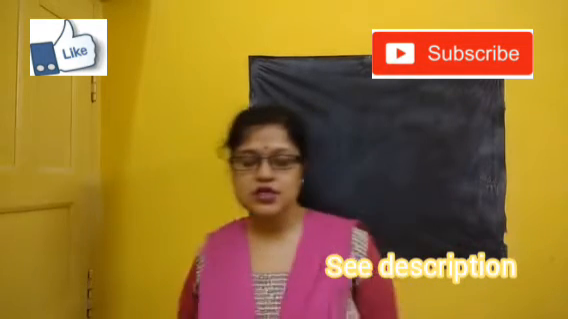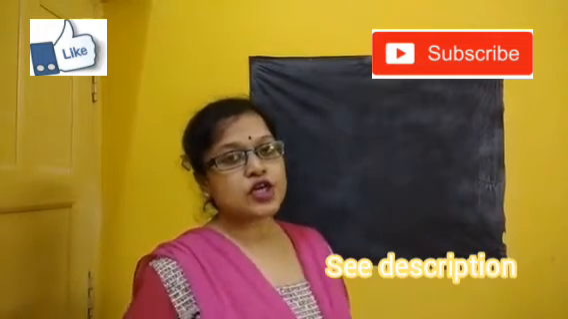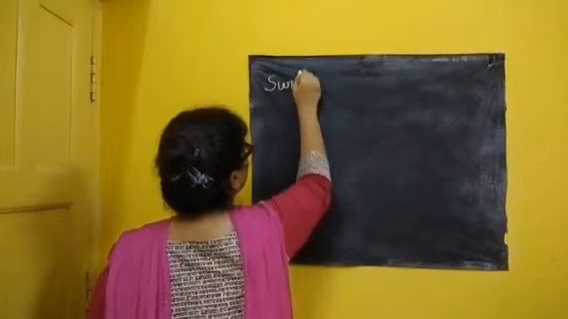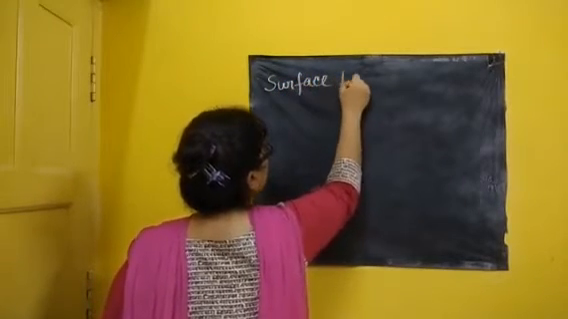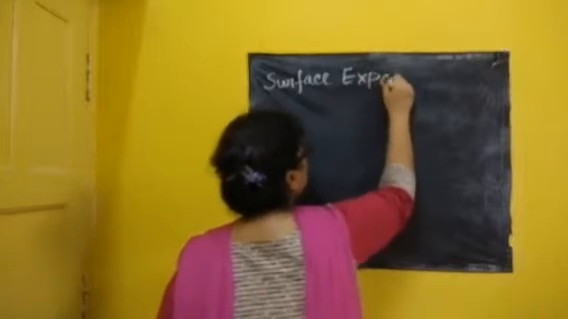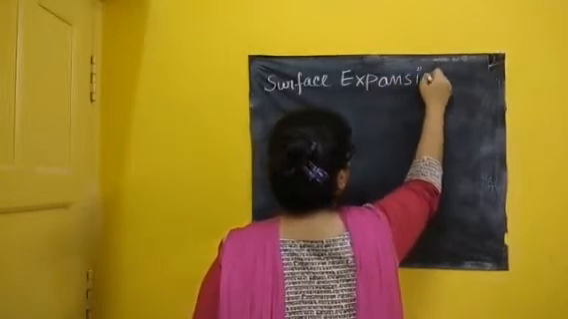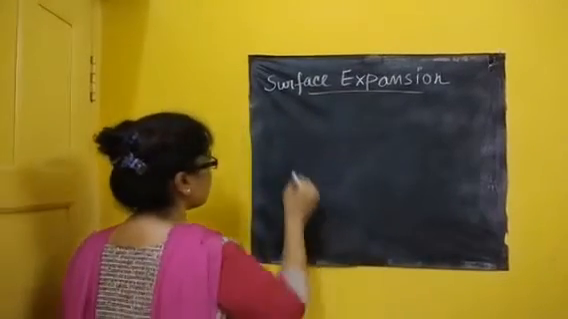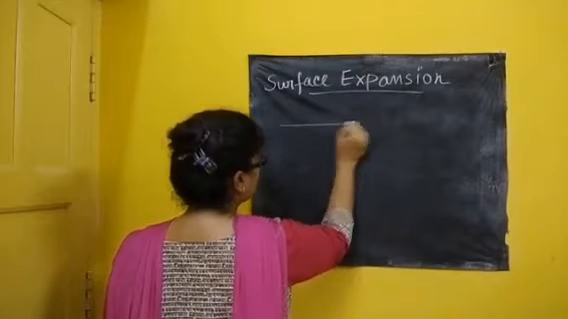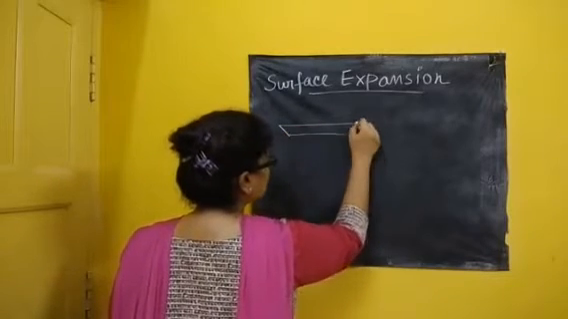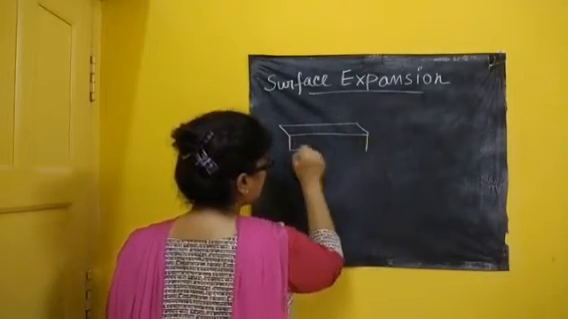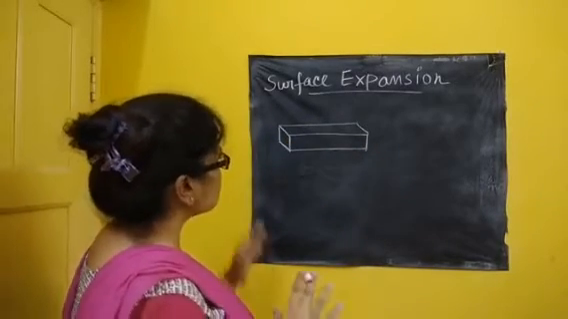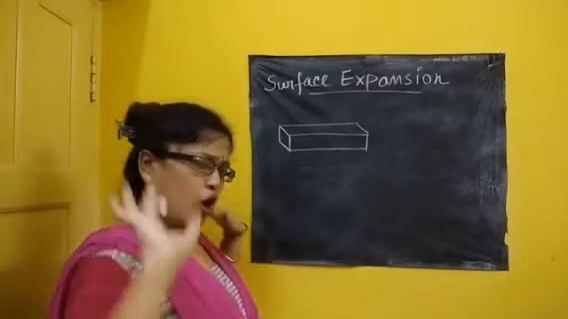Now coming to the discussion of superficial expansion, or surface expansion, of a solid. Now see, surface expansion means, if this is a rod, suppose I'm giving a magnified version. So this is, suppose, a solid object.